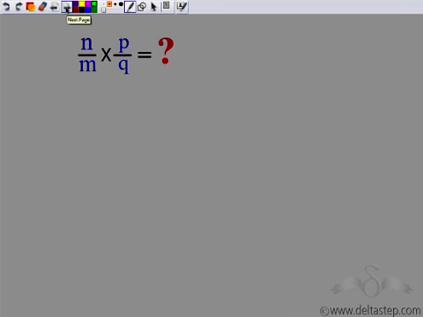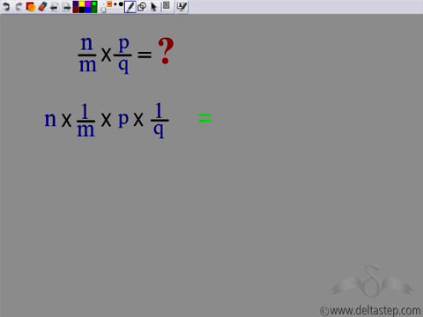Now, the question was, what would n by m times p by q be? Now, again, I break it into whatever I know so far and I apply it to find this. So, I can write this as n times 1 by m. Again, p by q can be written as p times 1 by q.